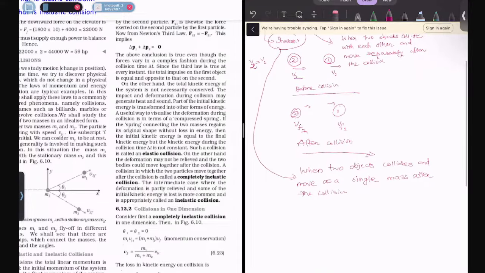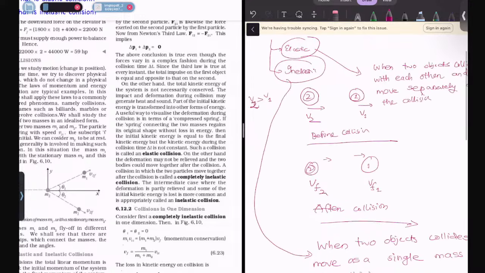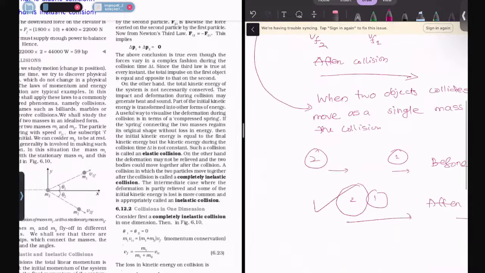Let's take the same examples. This was object 2, this was object 1, and this was the picture before collision. And after the collision, what is happening is these two objects are joining together and moving as a single mass. This is inelastic collision. Okay, so this is the basic difference between elastic and inelastic collision. Elastic means both move separately, inelastic means both move together.